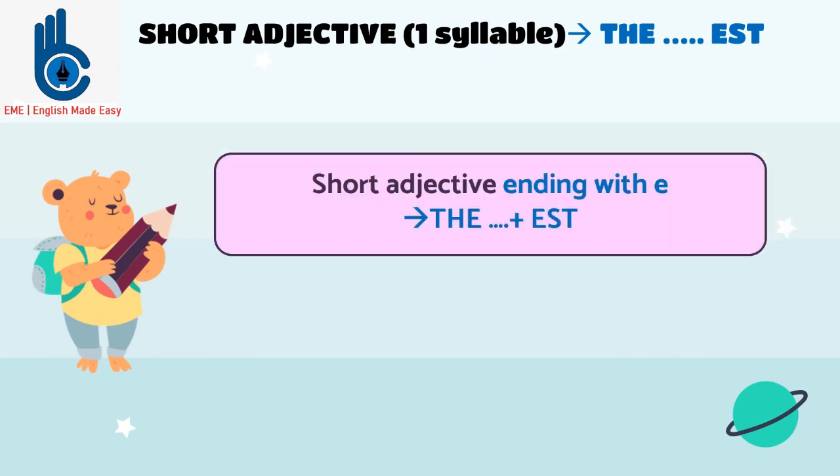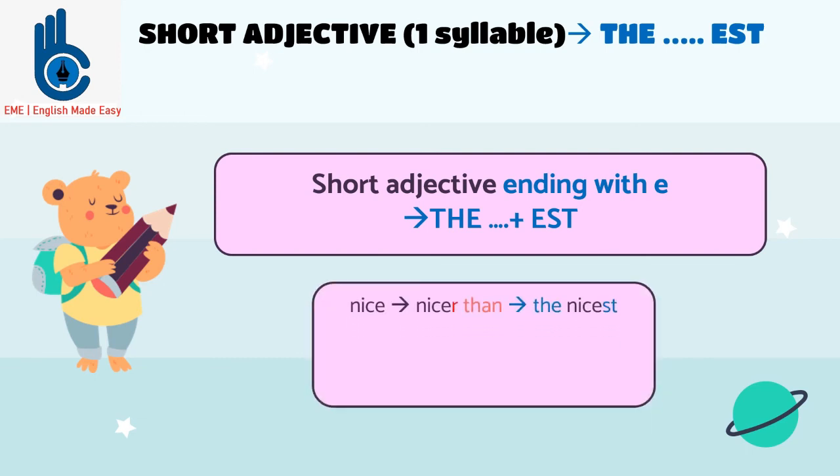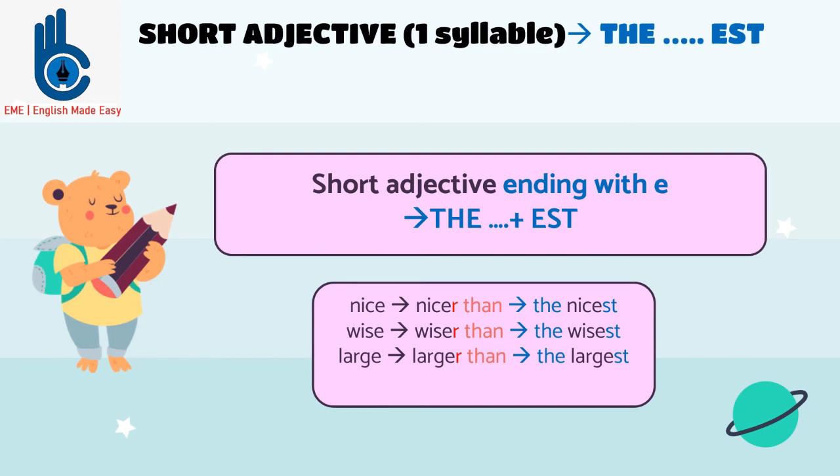Some short adjective ending with E. So to make superlative, we put the before the adjective and then put est after the adjective. For example, nice becomes the nicest, wise becomes the wisest, large becomes the largest, etc.